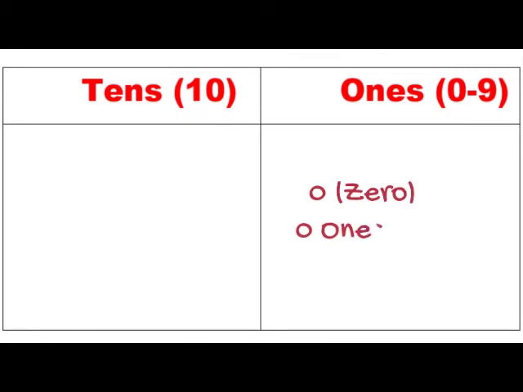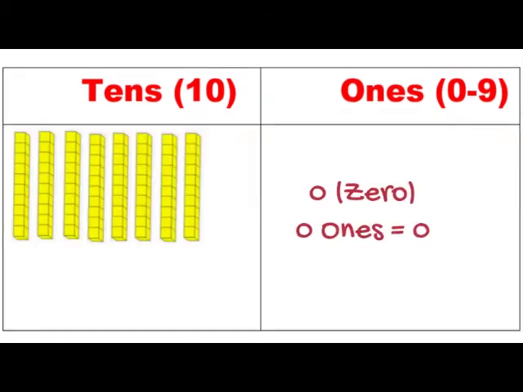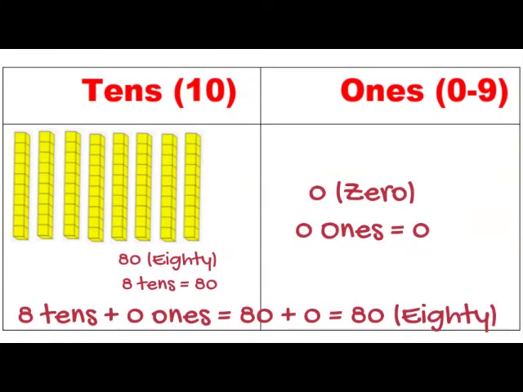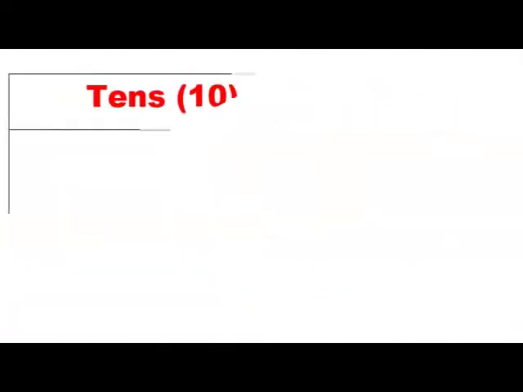So in this chart, we see in the ones place, there is 0, or 0 ones is equal to 0. And in the tens place, how many are there? Yes, 8. So that makes it 80, or 8 tens is equal to 80. 8 tens plus 0 ones is equal to 80 plus 0 is equal to 80. Eighty, 80 is the number name for 80, and the expanded form is 80 plus 0.